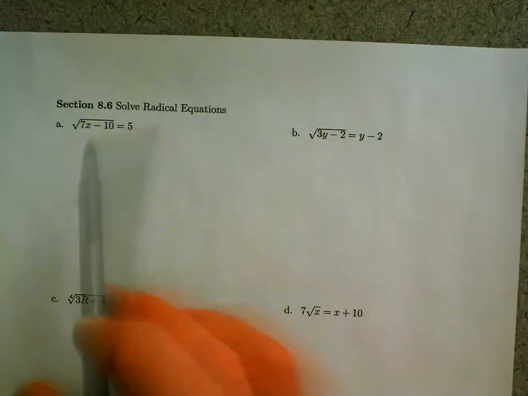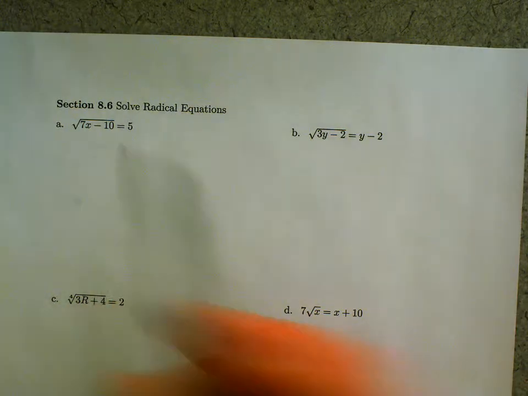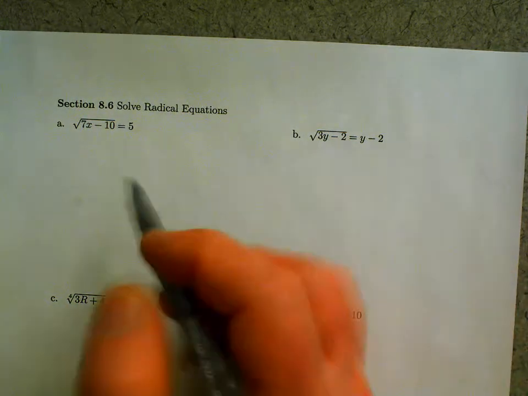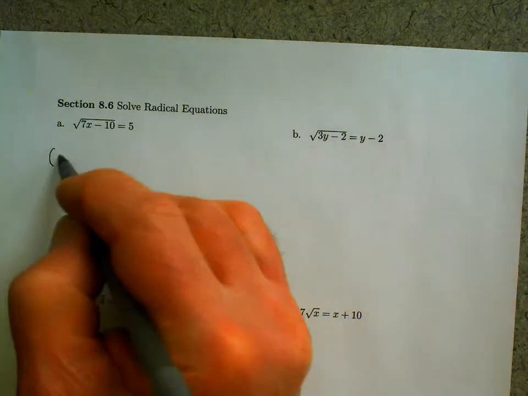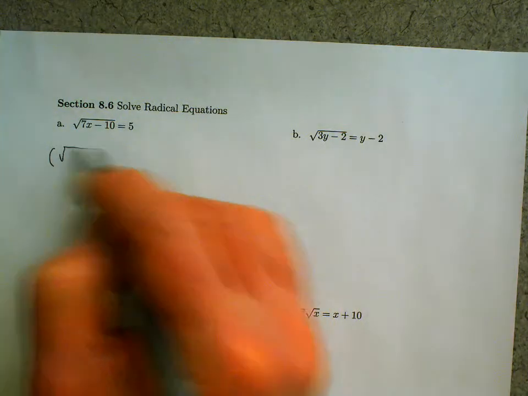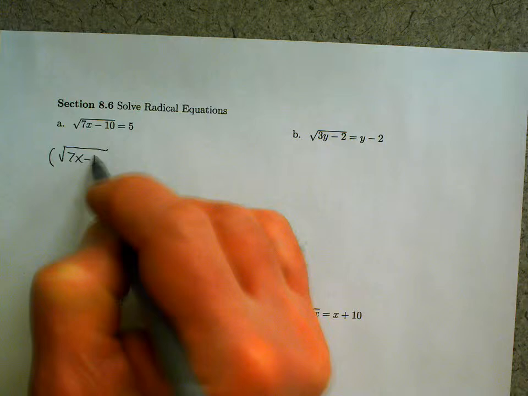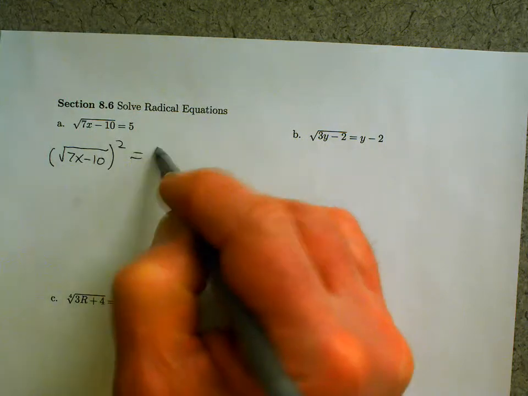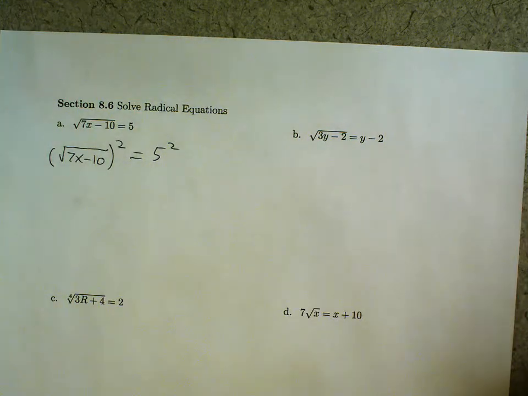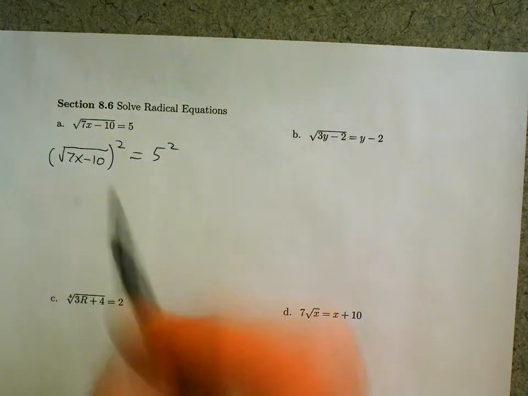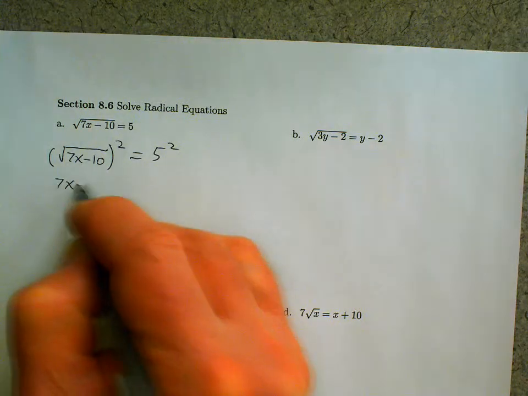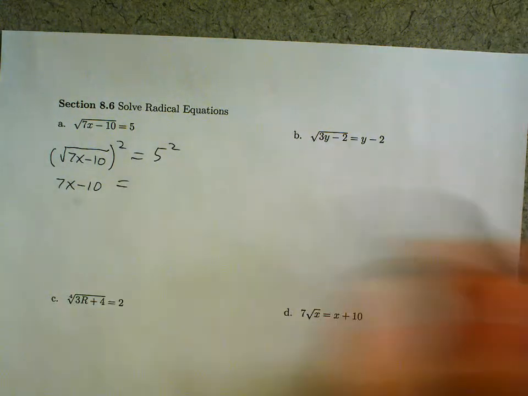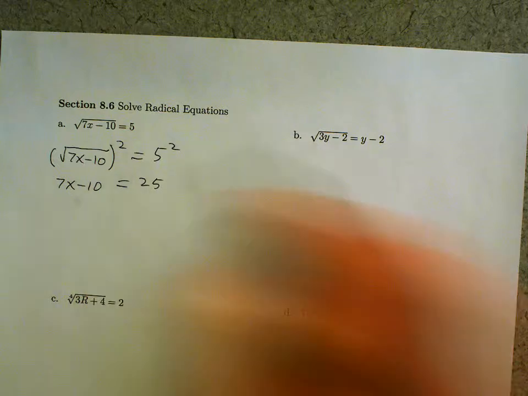Okay, so on this one, the square root of 7x minus 10 equals 5. So we square both sides. The square root is by itself. The square root of 7x minus 10 squared equals 5 squared. When we square the square root of 7x minus 10, we just get 7x minus 10. And on the right-hand side, 5 squared is 25.